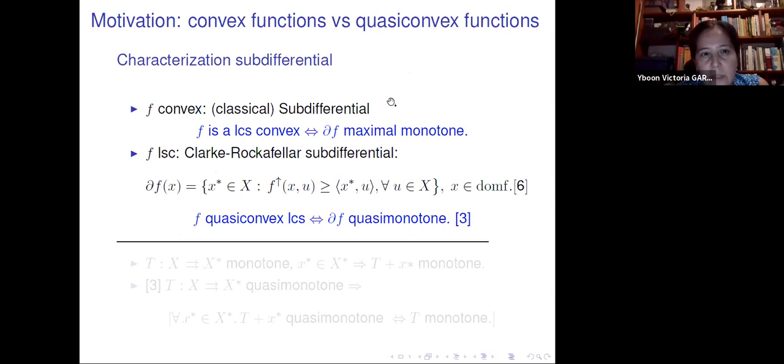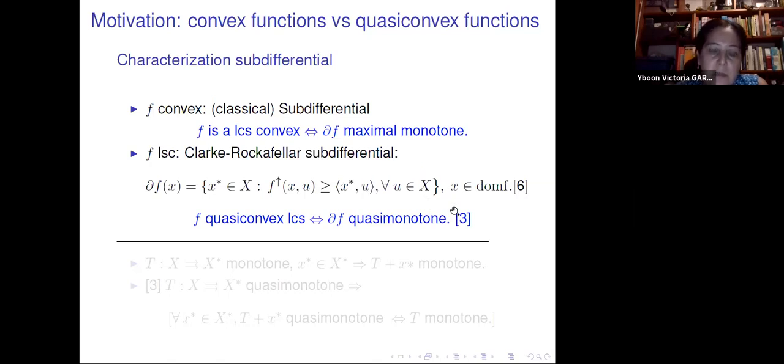Also, we have some differential characterizations. For example, for convex functions, this is a classical result which says that f is a lower semi-continuous convex function if and only if its differential is maximal monotone. Here it is the classical differential in the sense of convex analysis, of course. For quasi-convex functions, we choose the Clarke-Rockafellar differential, but in fact there are many others. The characterization says that f is quasi-convex lower semi-continuous if and only if the differential is quasi-monotone.